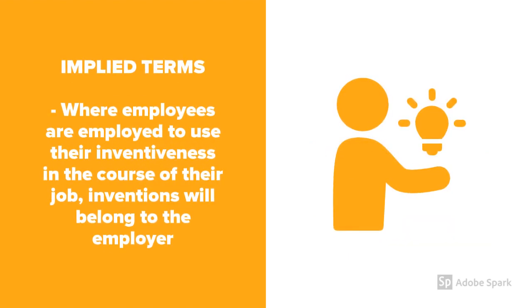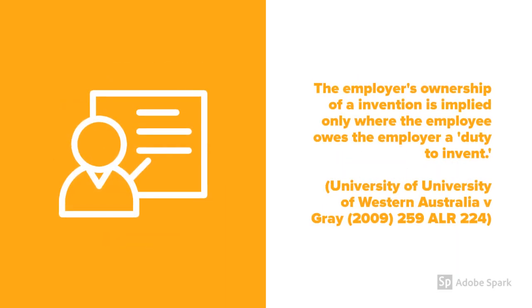Employers also have a right to claim ownership of employee inventions through implied terms. This means that where employees are engaged to use their inventiveness in the course of their job, they will be considered to be doing work they are paid to do. In the case of University of Western Australia against Gray, the court found that the ownership of an invention is implied only where the employee owes the employer a duty to invent.